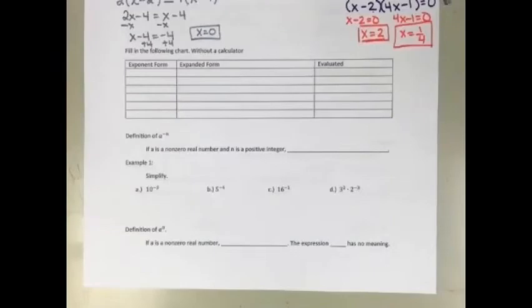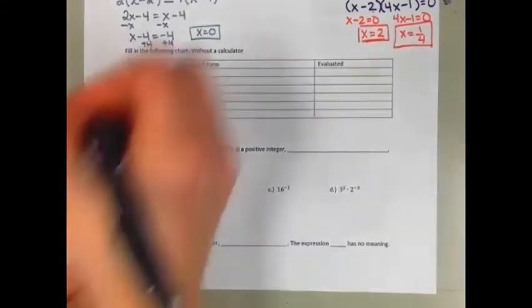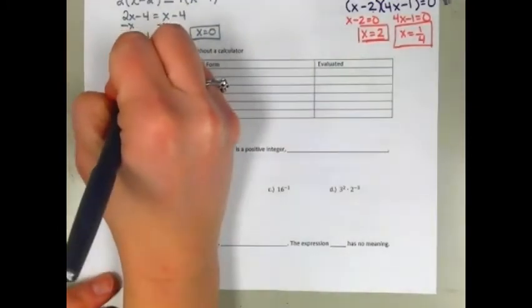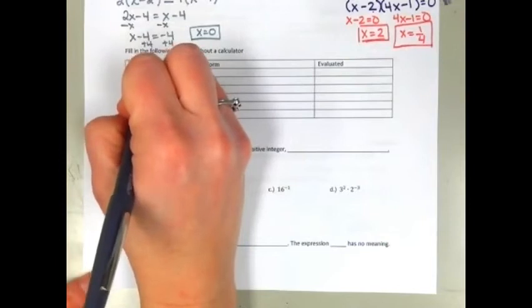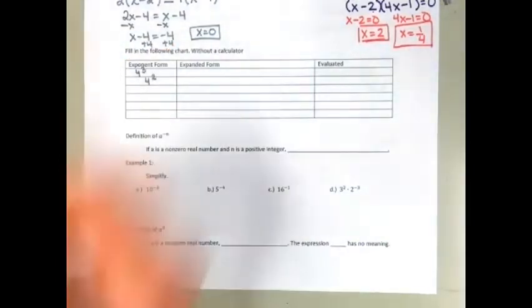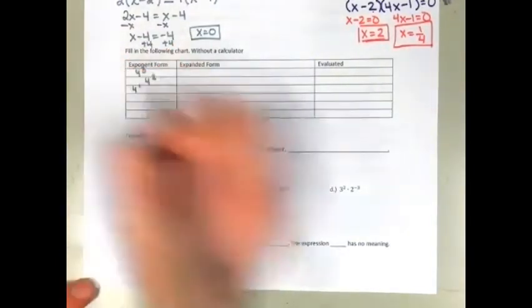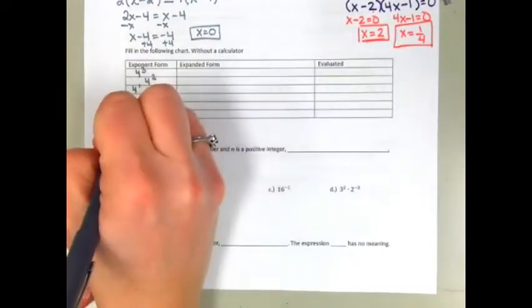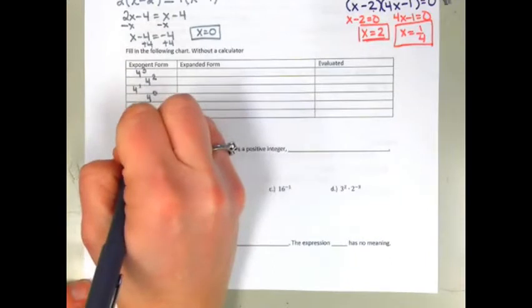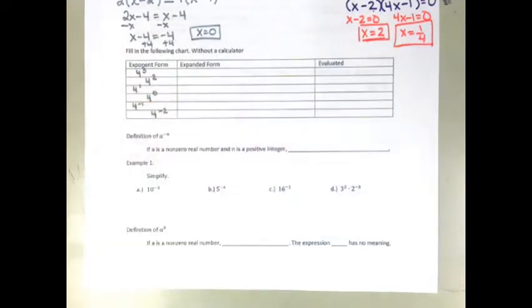All right, so real quick, without a calculator, I'm going to give you some problems. I want you to try to get an answer. It's okay if it's wrong, but I want you to try to get one. Let's go ahead and do 4 cubed, 4 squared, 4 to the first power, 4 to the 0th power, 4 to the negative first, and 4 to the negative second.